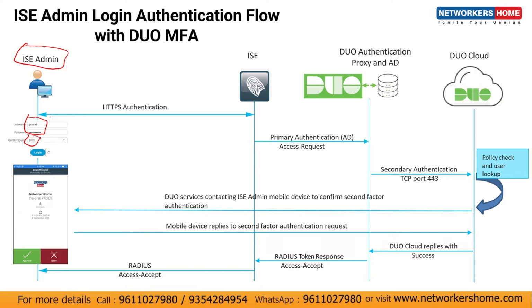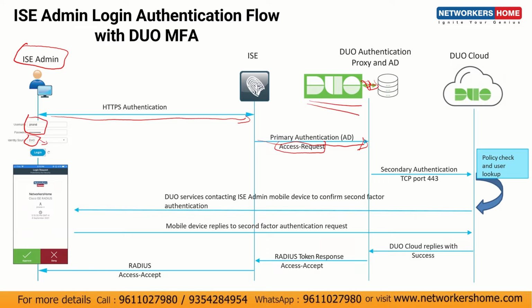At first, HTTPS authentication takes place, which is the regular authentication that happens irrespective of any identity source. Now, since we have specified the DUO RADIUS token here, the primary authentication, also known as the access request in RADIUS language, goes to the DUO authentication proxy, and in turn the DUO authentication proxy sends it to the AD, since this proxy is the one we will be communicating with instead of directly with AD.